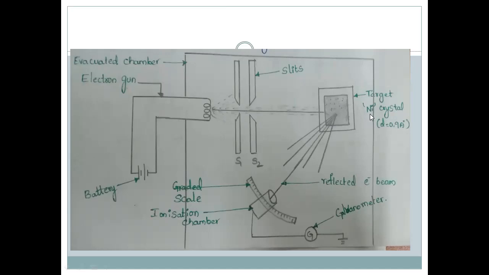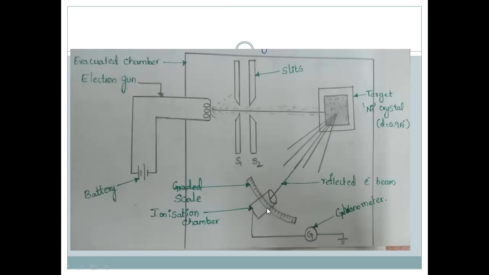This target material, here we consider it to be a nickel crystal, which has an atomic spacing of 0.9 angstroms. And the scattered radiations from this target material are collected using a chamber called an ionization chamber. This ionization chamber will allow those electrons and collect them. Since gases are present inside the ionization chamber, electrons collected in this chamber will ionize the gases present in it, and in turn they will produce current which is recorded in a galvanometer.